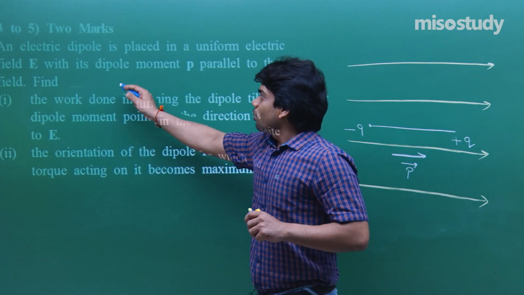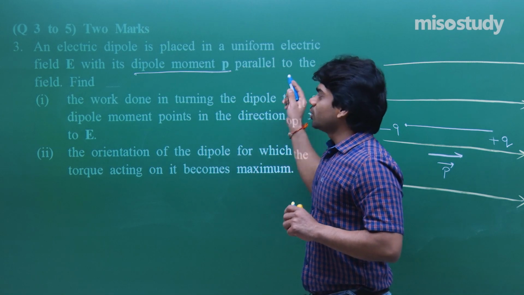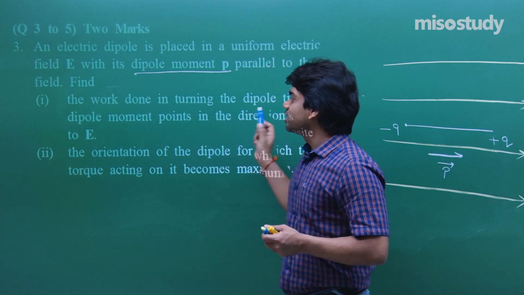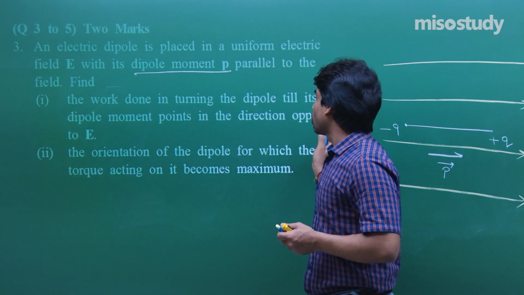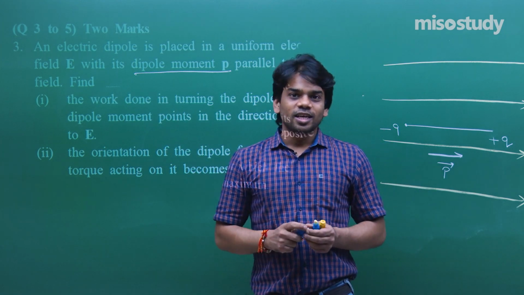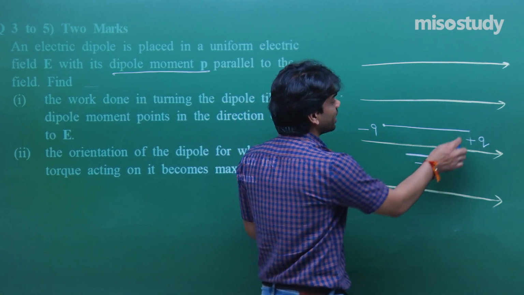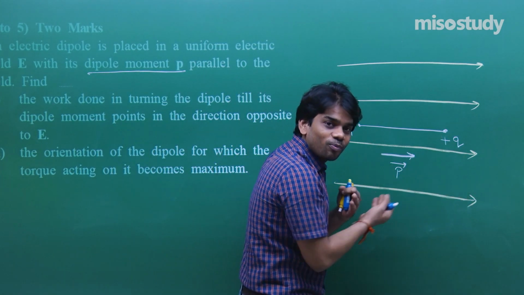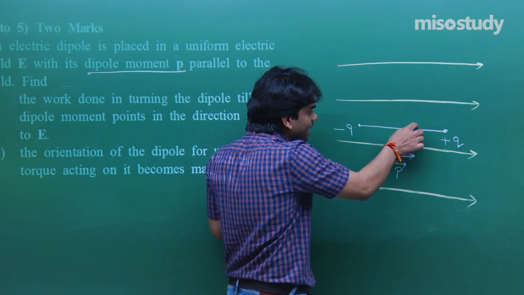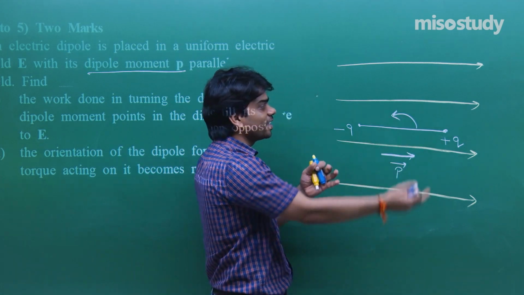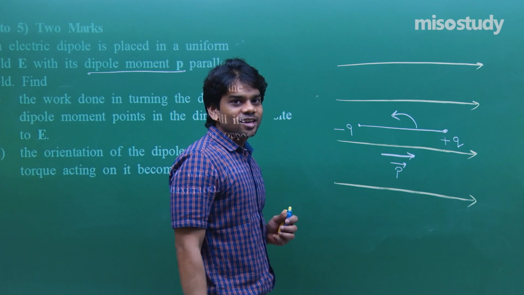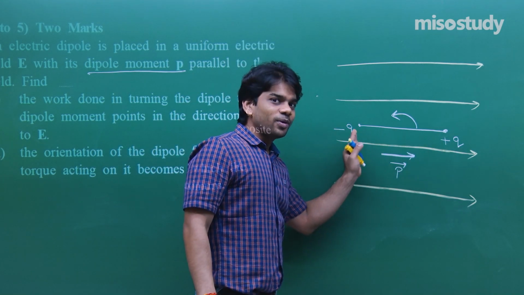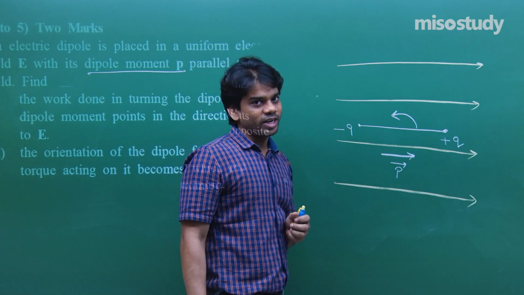With its dipole moment P parallel to the field, find the work done in turning the dipole till its dipole moment points in the direction opposite to E. That is, we have to rotate it. Initially the dipole moment direction is along the direction of electric field. Now if I rotate it through 180 degrees, I will be evaluating the work done, how much work is done in rotating this.